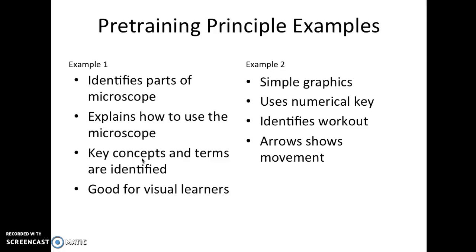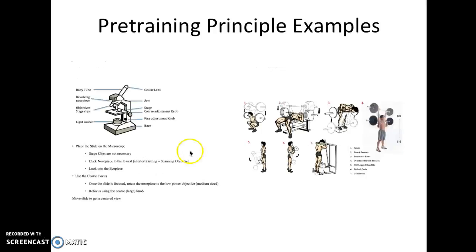Okay, so the second one uses simple graphics, uses a numerical key, identifies a workout, and arrows show the movement. What I think is a really strong point of this is, again, the arrows to show the movement of which way you're going, and there's this light gray outline of the same image, so you can see the full position. Again, it's really great visually. You can really see what it's supposed to look like.